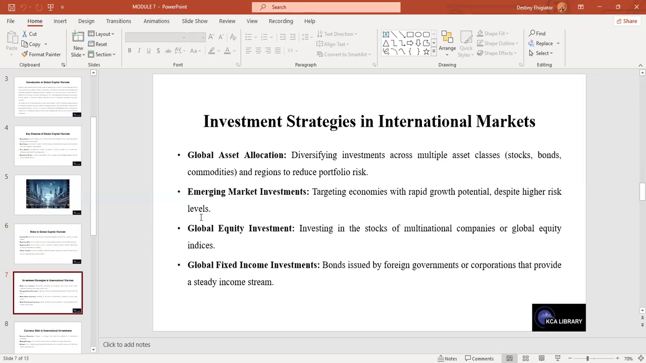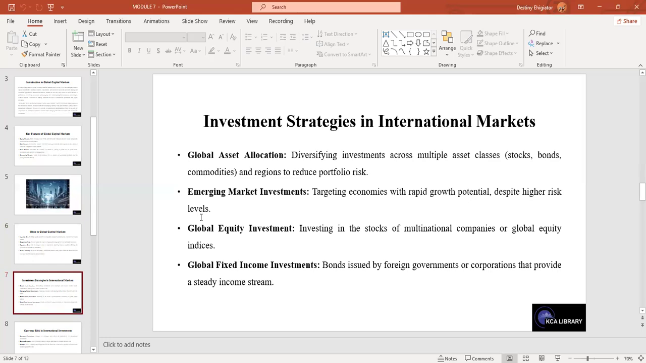Now let's look at global asset allocation. This is diversifying investments across multiple asset classes, such as stocks, bonds, commodities, and others, and regions to reduce your portfolio risk. Because if you invest in a particular thing too much, there is a risk there.